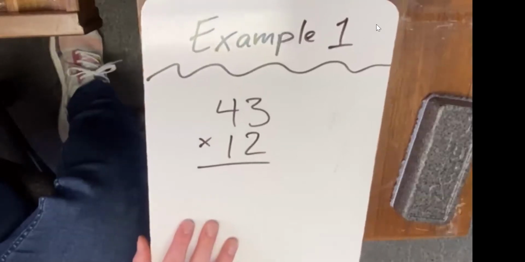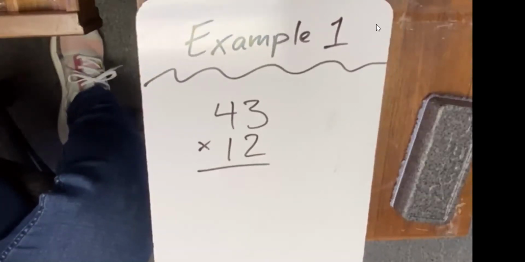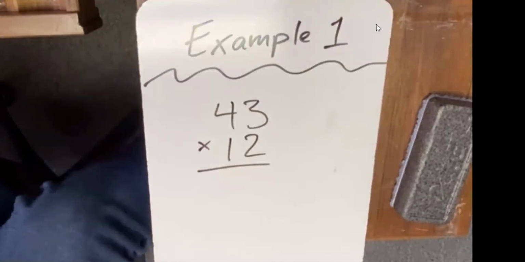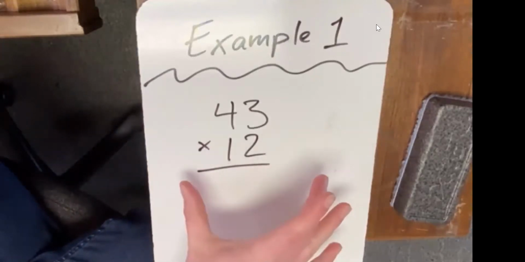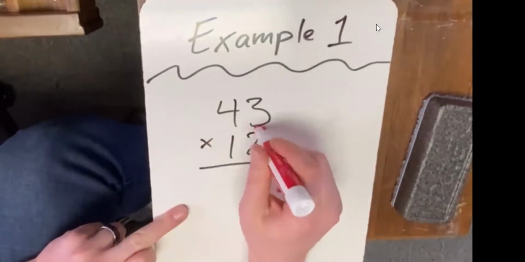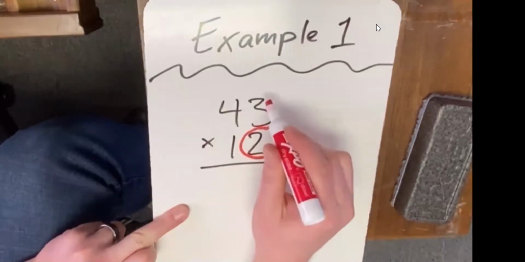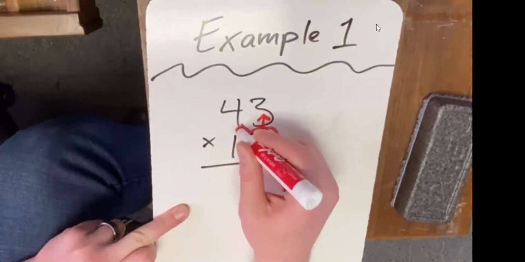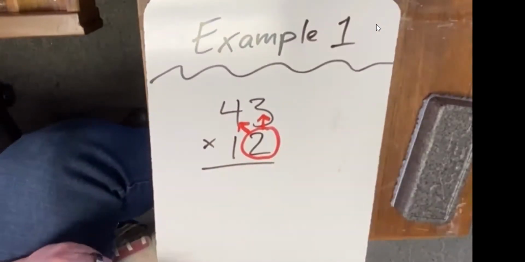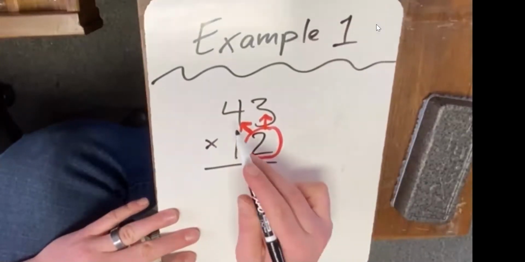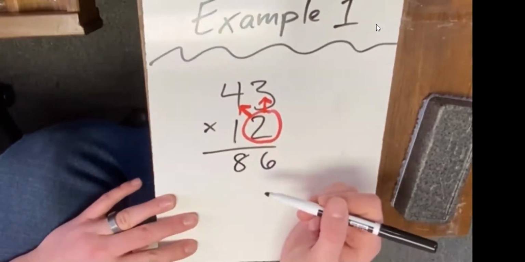All right, so first off, we have example number 1, which is on page 275. It says 43 times 12. I started reading out of my wrong textbook. So we have 43 times 12. So first we need to start with multiplying the 2 times 3 and then times 4. So I'm going to draw a little arrow, times 3 and then times 4. So 2 times 3, that's going to be 6. And then 2 times 4 is going to give me 8. So I'll write that right there.